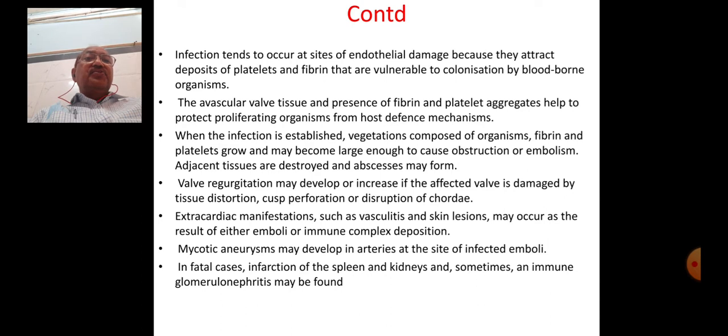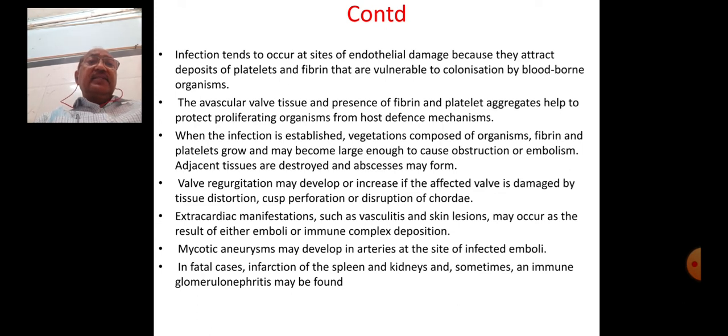Now, infection tends to occur at sites of endothelial damage because they attract deposits of platelets and fibrin that are vulnerable to colonization by blood-borne organisms. The avascular valve tissue and the presence of fibrin and platelet aggregates help to protect proliferating organisms from host defense mechanisms. When the infection is established, the vegetations composed of organisms, fibrin and platelets grow and may become large enough to cause obstruction or embolism. Adjacent tissue is destroyed and sometimes even an abscess may form.